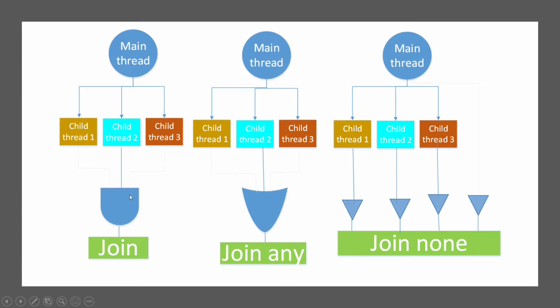So the fork join always makes sure that all these threads are absolutely completed before it restarts the main thread. That's the use of fork join.